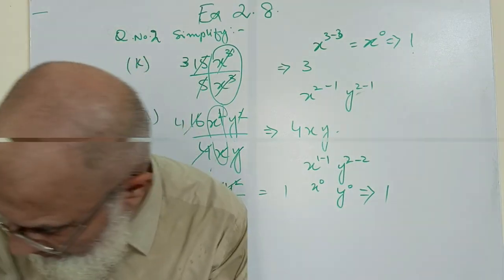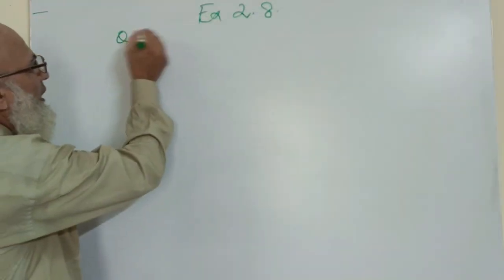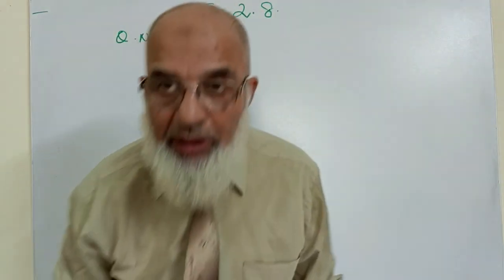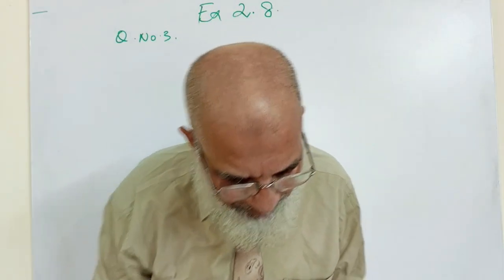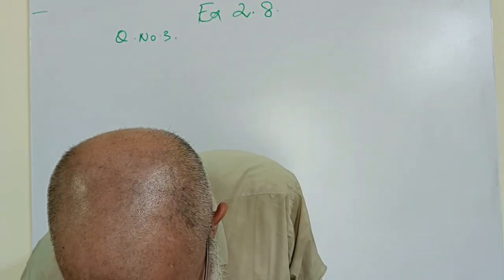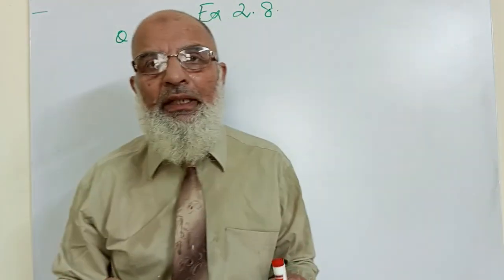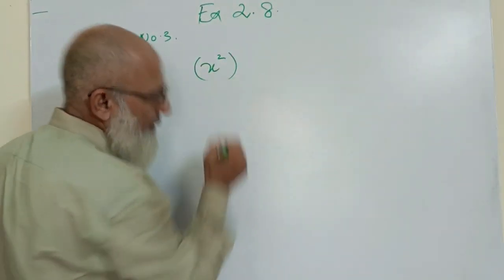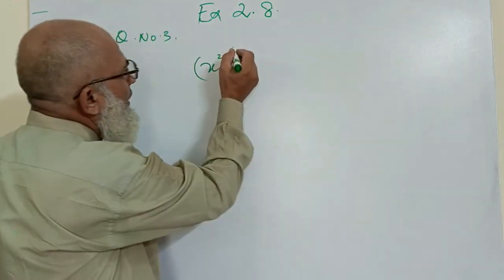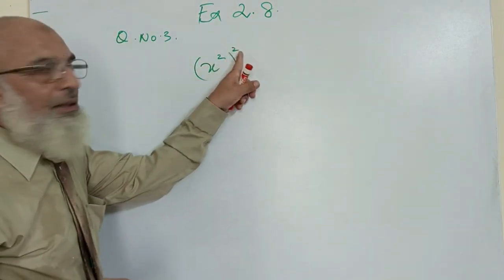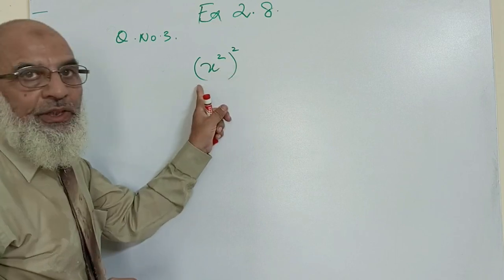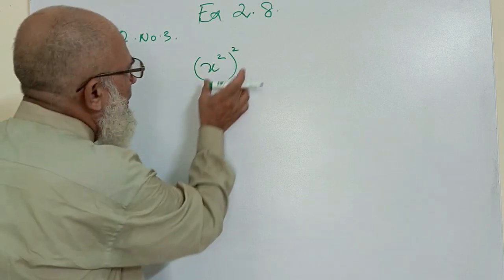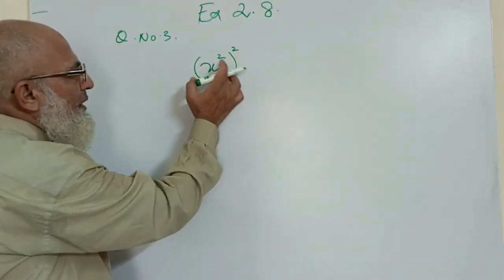Question number 3, exercise 2.8, and we'll be doing part A. Now the law is raising the power. You know that when the case is like this, (x square) raised to square, you see that this is x square enclosed within the brackets, and this square is outside the bracket. This power is outside the bracket, this power is inside the bracket.